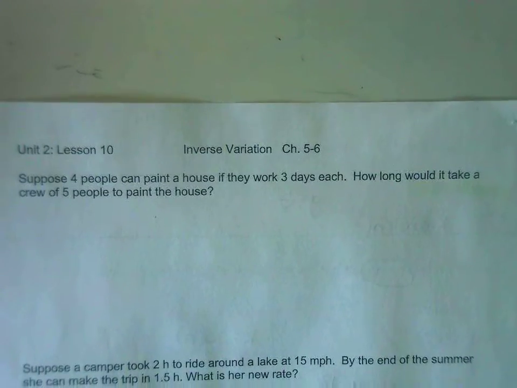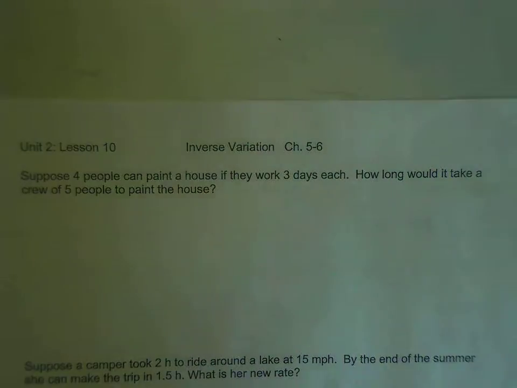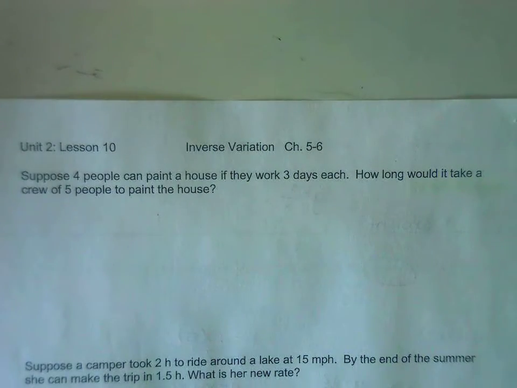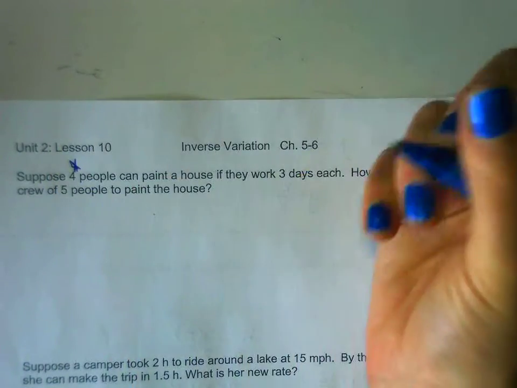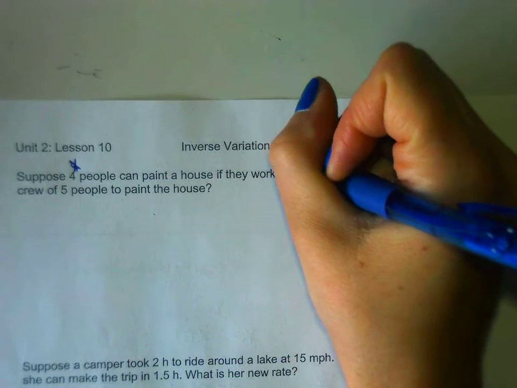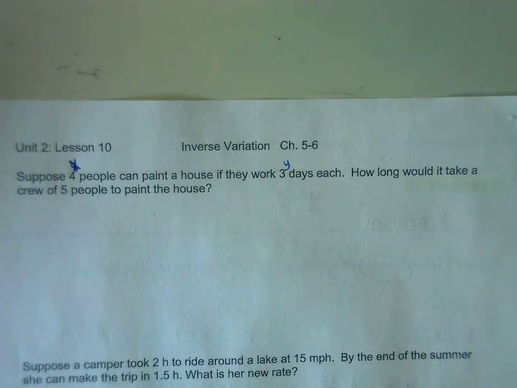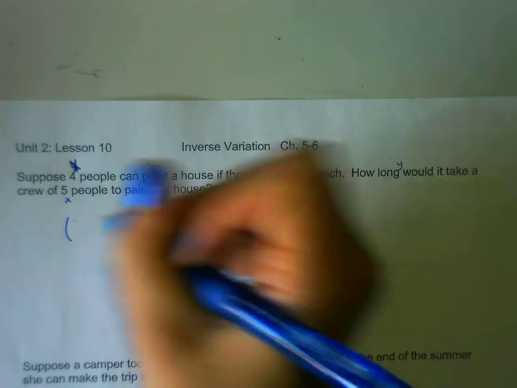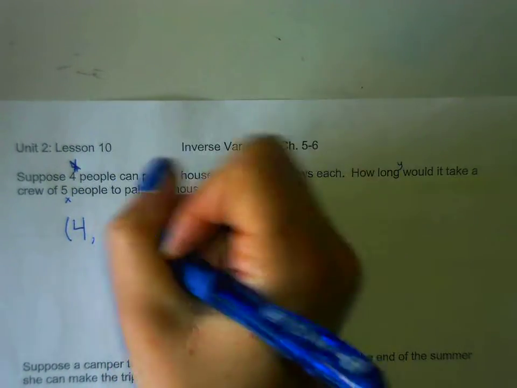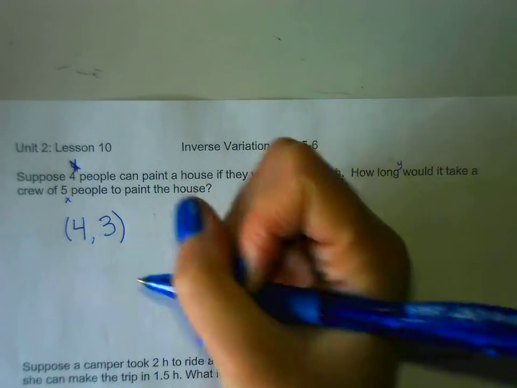Suppose 4 people can paint a house if they work 3 days each. How long would it take a crew of 5 people to paint the house? So if I take a look at this, there's 4 people, I'm going to label that my x, and if they work 3 days each, that's my y. I want to know how long it would take for 5 people. So there's my other x, and I don't know how long.